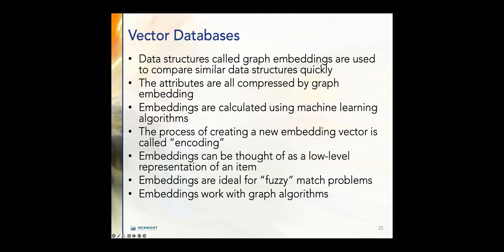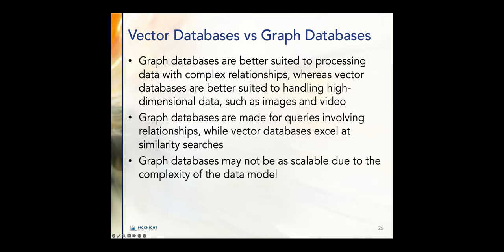That's what they're about. And these graph embeddings can be used as an additional tool to increase the performance and the quality of the graph algorithm. So in other words, you can use both in the same workload. You can use the graph algorithms to come up with relationships, and that can be fed to vector databases for more. So specifically breaking them out here, graph databases are better suited to processing data with complex relationships, whereas vector databases are better suited to handling high dimensional data, such as images and video. Graph databases are made for queries involving relationships, while vector databases excel at similarity searches.